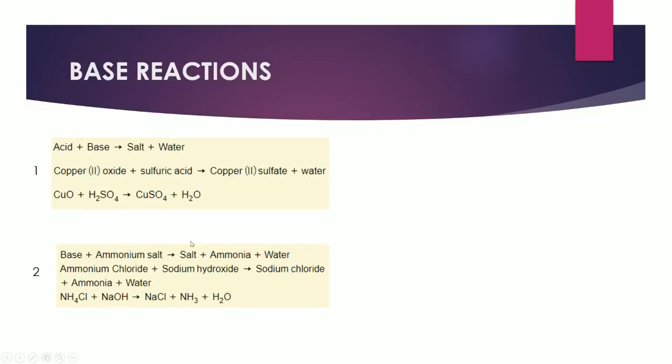When we take a look at the base again, we take a look at neutralization. We looked at that before, but the only other thing you need to know is bases plus ammonium salts, giving you salt, ammonia, and water. So if you take ammonium chloride, which is an ammonium salt, and add that to sodium hydroxide, what you'll find is you'll produce sodium chloride as a result, along with ammonia and water.